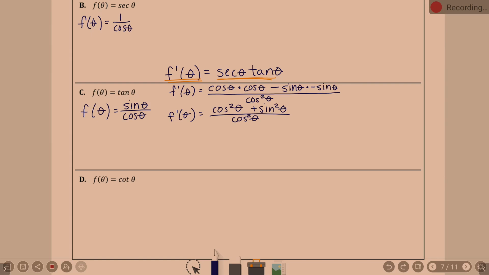1 over cosine squared theta. The top is a Pythagorean identity. So cosine squared plus sine squared is 1, so 1 over cosine squared theta. And 1 over cosine squared theta is better written as secant squared theta. The derivative of tangent is secant squared.